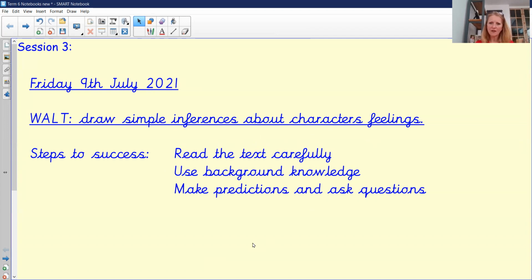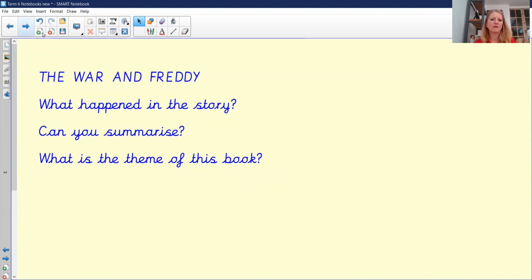It wasn't written down. We know how she behaved. That was in the text. That was our stated information. And the rest we worked out for ourselves. So that is the inference. We had lots of really good ideas about that. Okay, today we're going to be thinking about Freddie a little bit further on in the story. Okay, so let's move on.